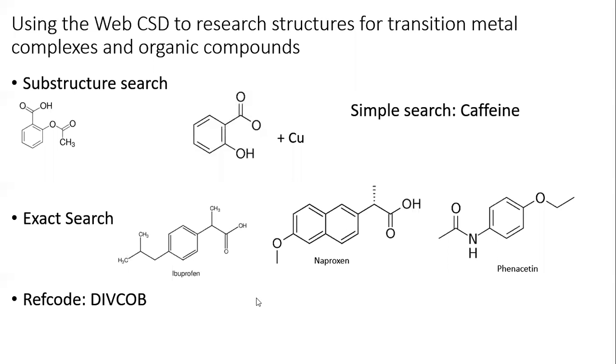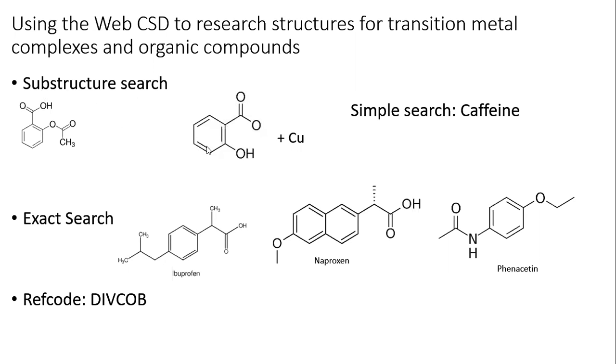So you'll be doing quite a few different searches in your post lab for experiment 6 using the webCSD. So we're going to look at what a substructure search is. We're going to do a substructure search on acetylsalicylic acid, and then a substructure search involving a transition metal. Here I've chosen salicylic acid and copper.